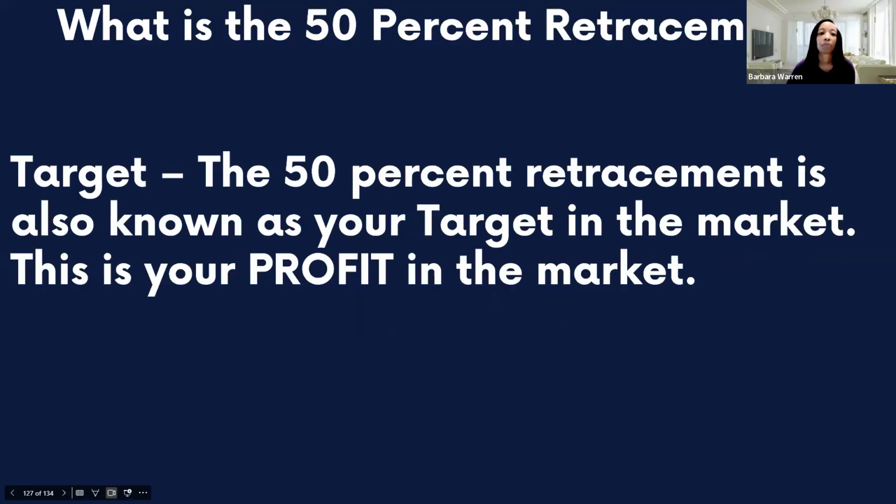Barbara, you just mentioned that it's our target. Yes, this is our target. So now we're going to get into the formations. You have an entry, you have a stop loss, and you have a target. So the 50% is your target. This is a place in the market where you want price to go to so that you can make a profit.